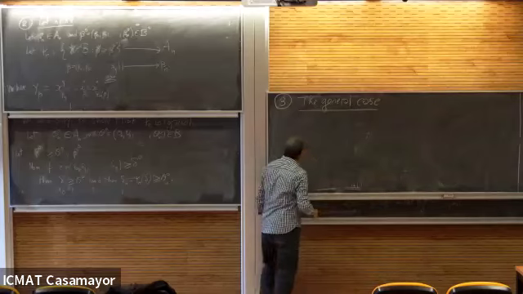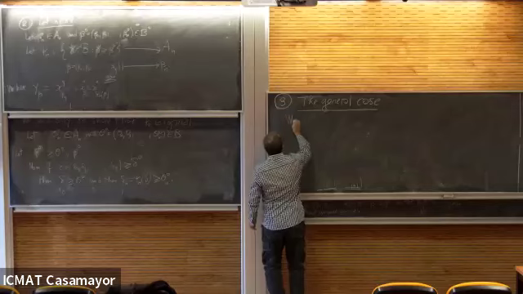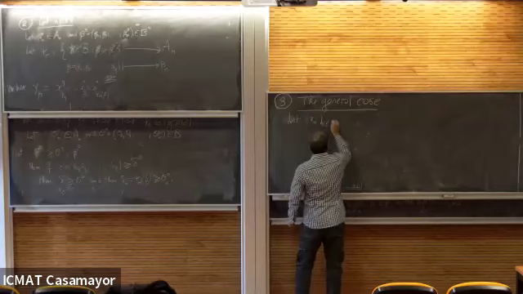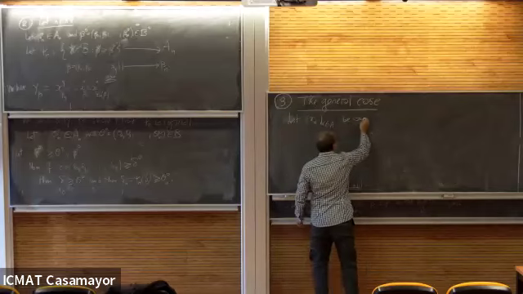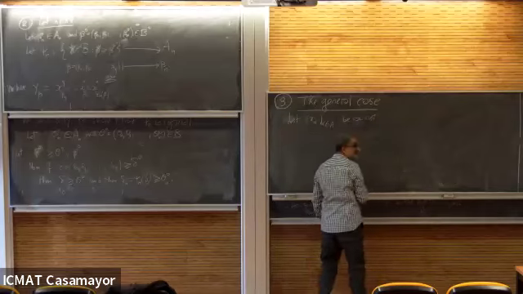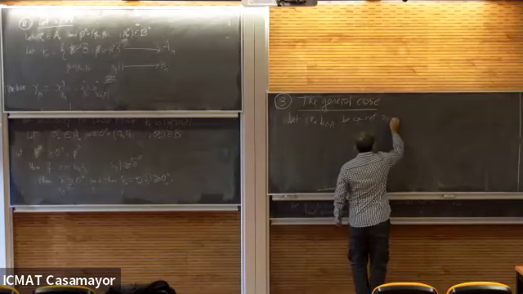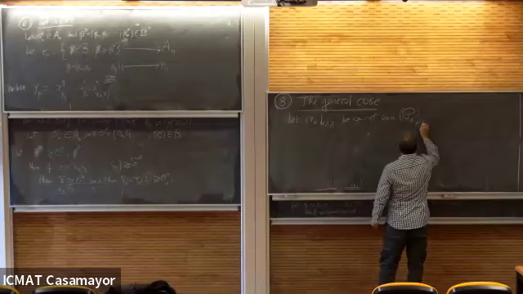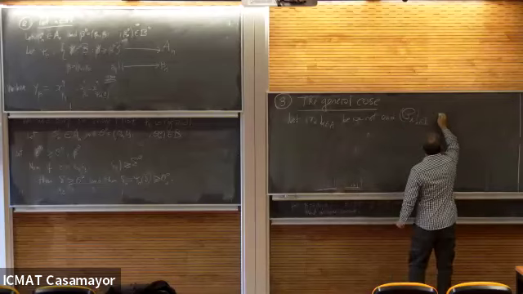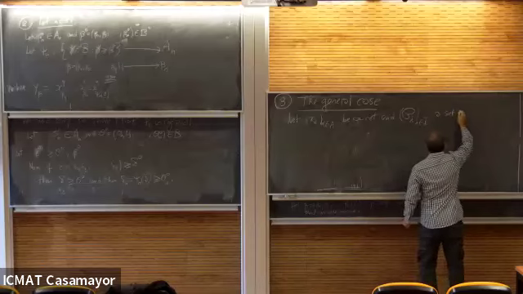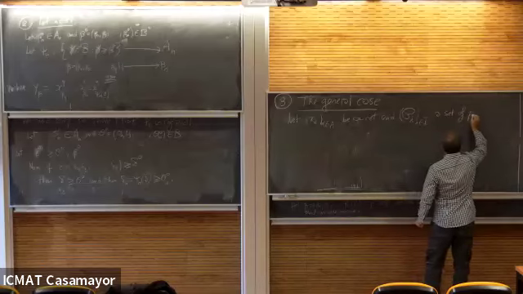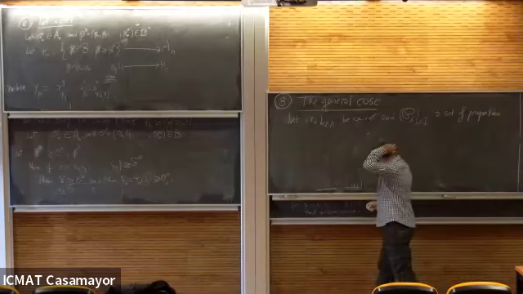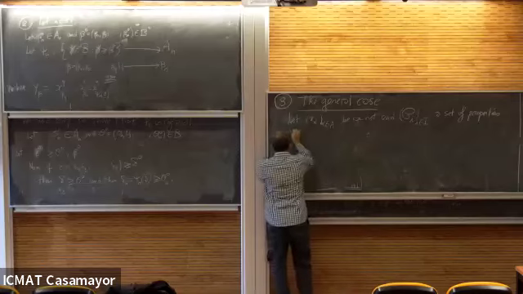Now our assumptions are the following. Let X alpha be a net in a space X, and let T_i, i belonging to a set I, be a family of properties. And we have the same conditions. We assume two conditions.